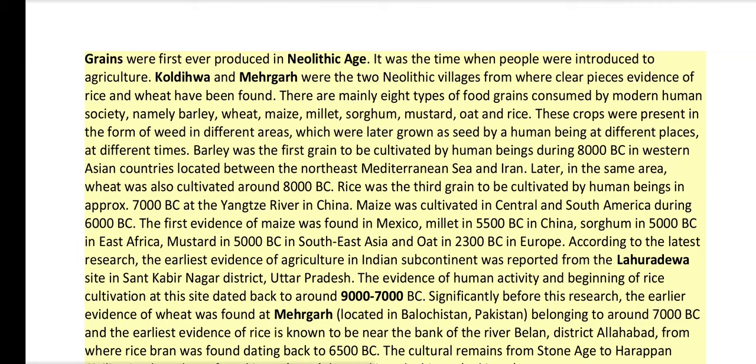Significantly before this research, the earlier evidence of wheat was found at Mehrgarh, located in Balochistan, Pakistan, belonging to around 7000 BC, and the earliest evidence of rice is known to be near the bank of the river Belan, District Allahabad, from where rice bran was found dating back to 6500 BC. The cultural remains from Stone Age to Harappan civilization have been found in Mehrgarh, located in Balochistan, Pakistan.